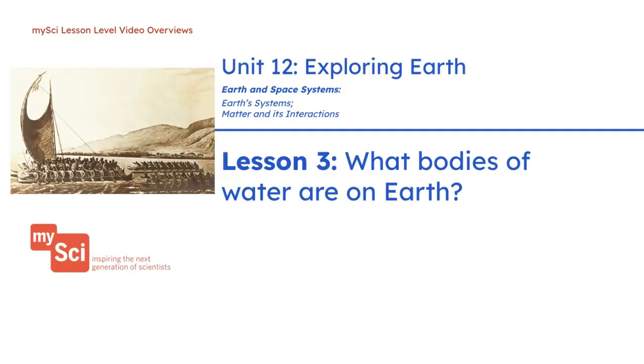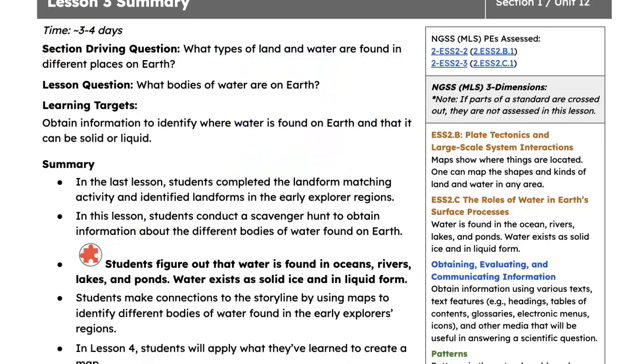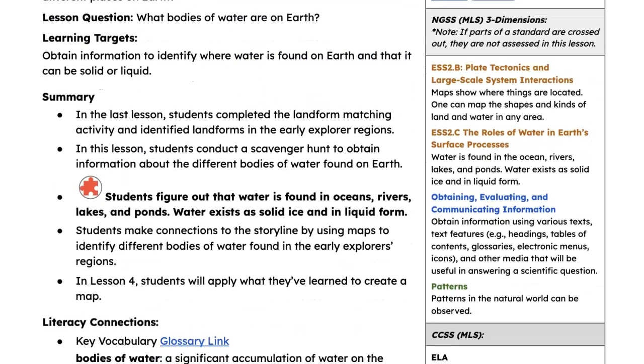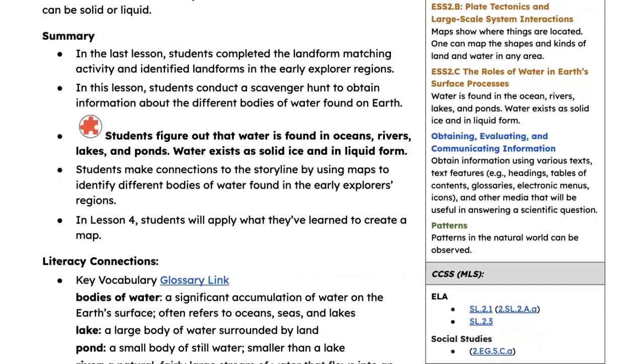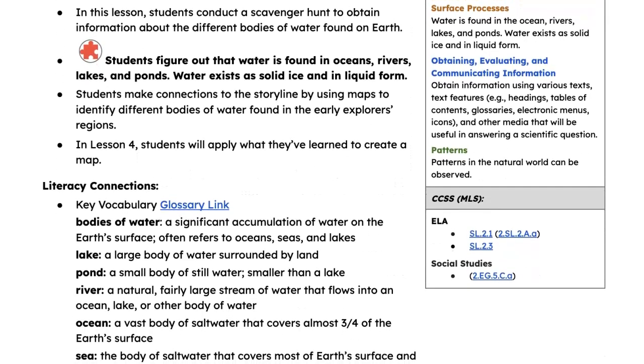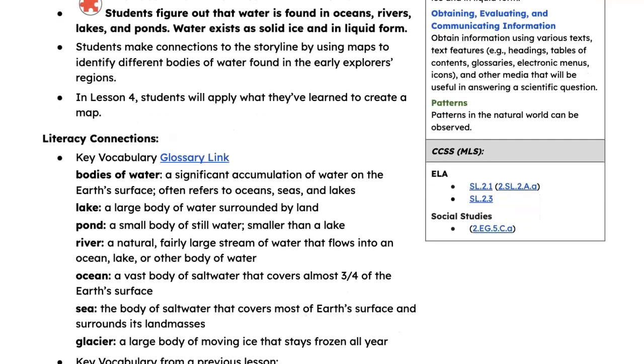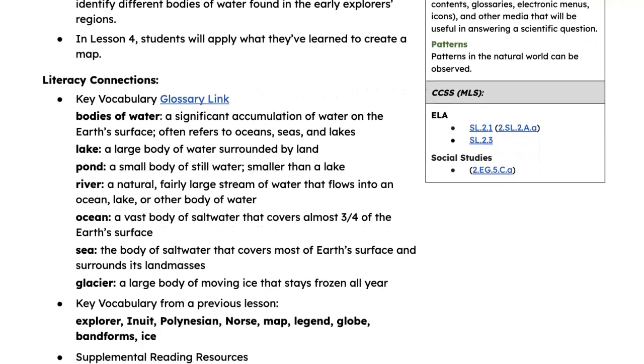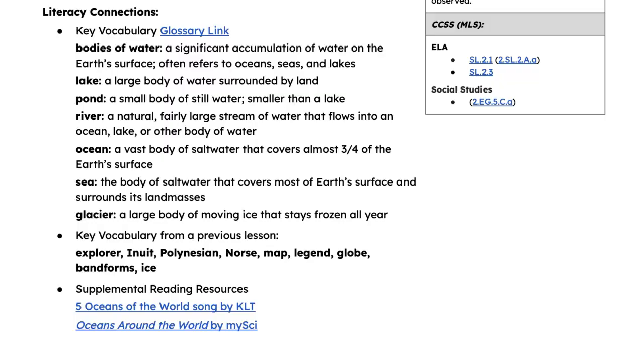They figure out that water is found in oceans, rivers, lakes, and ponds, and water exists as solid ice and in liquid form. Students make connections to the storyline by using maps to identify different bodies of water found in the early explorers' regions. There are several opportunities for ELA and social studies cross-curricular connections throughout the lesson. You can look for specific standard connections in the Unit 12 Teacher Guide. This lesson will take approximately 3 to 4 days to complete.